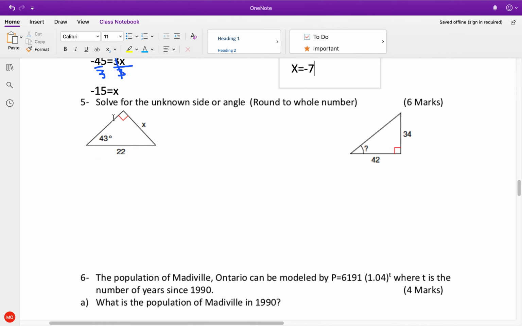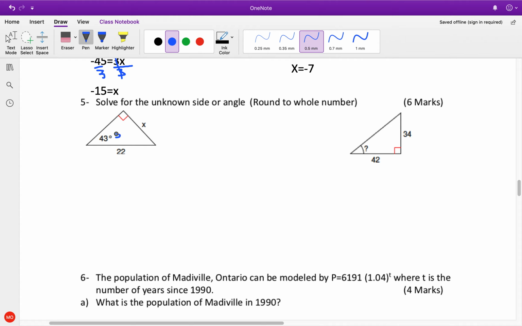Alright, so now let's take a look at this one here. So let's label what we have. I'm not going to make my chart here because it'll take me too long. Here's my angle, so there's my theta. Now this is my hypotenuse, since it's across from 90 degree, and this here is my opposite. So I know I have opposite and hypotenuse, that's going to be sine.